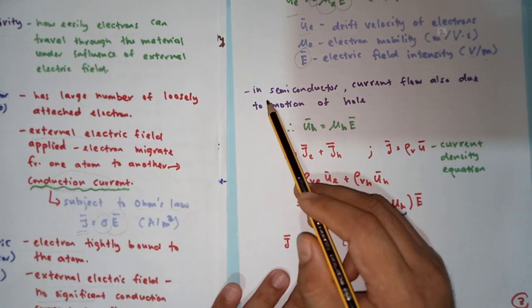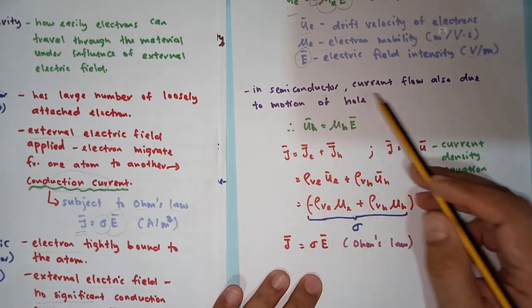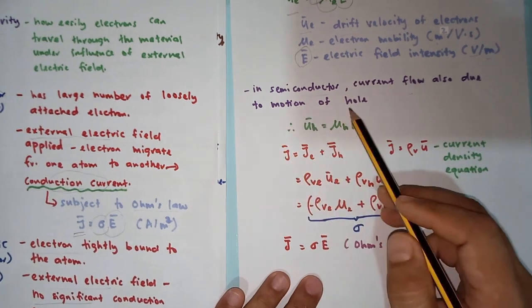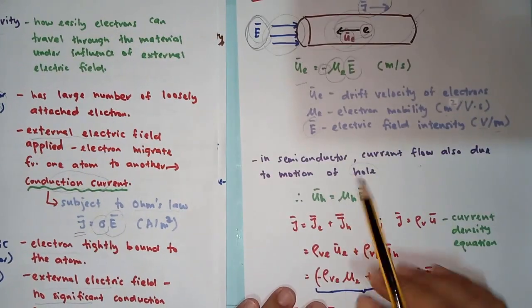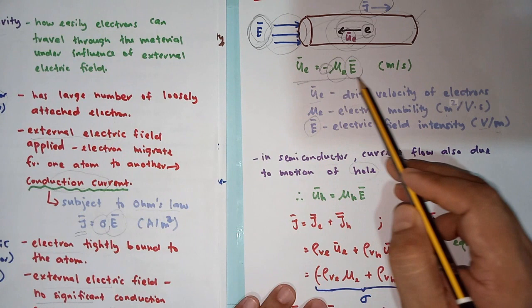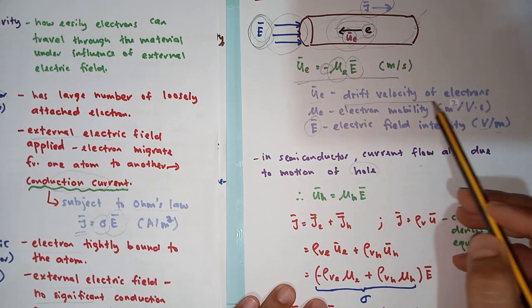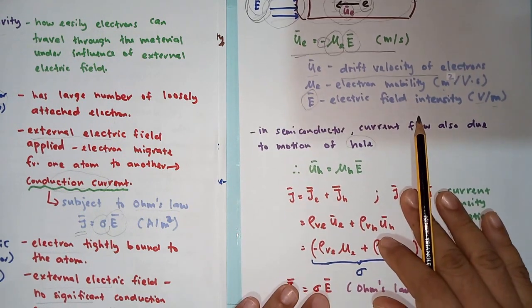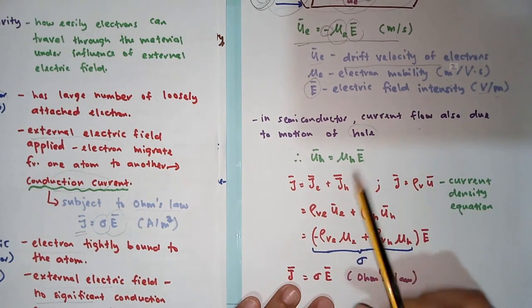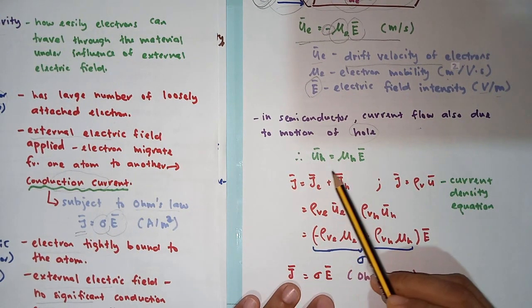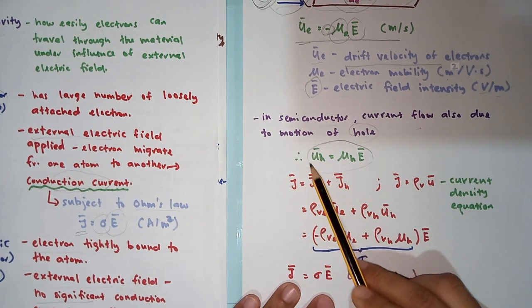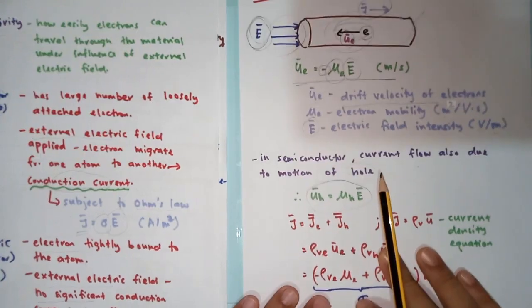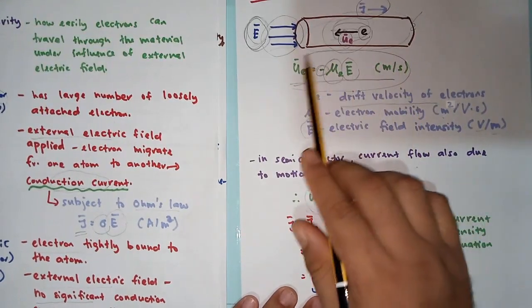However, in a semiconductor case, the current flow is also due to the motion of holes. Therefore, in addition to the expression that represents the drift velocity of electrons, we have another expression that represents the drift velocity of holes. We have an almost similar equation to the one we have here.